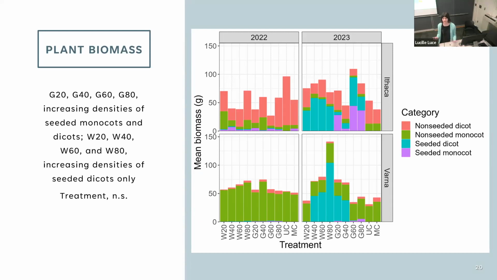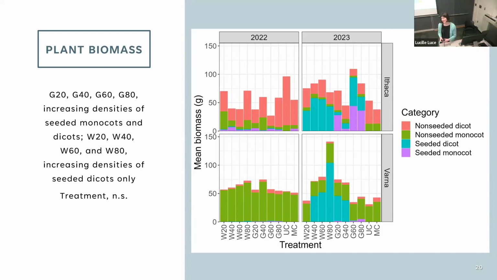So they are starting to grow. Most of the seeded dicot biomass that we see in both Ithaca and Varna would be the faster growing of the species in that seed mix. Things like black-eyed Susan, purple coneflower, oxeye sunflower. The more competitive of this non-competitive group.